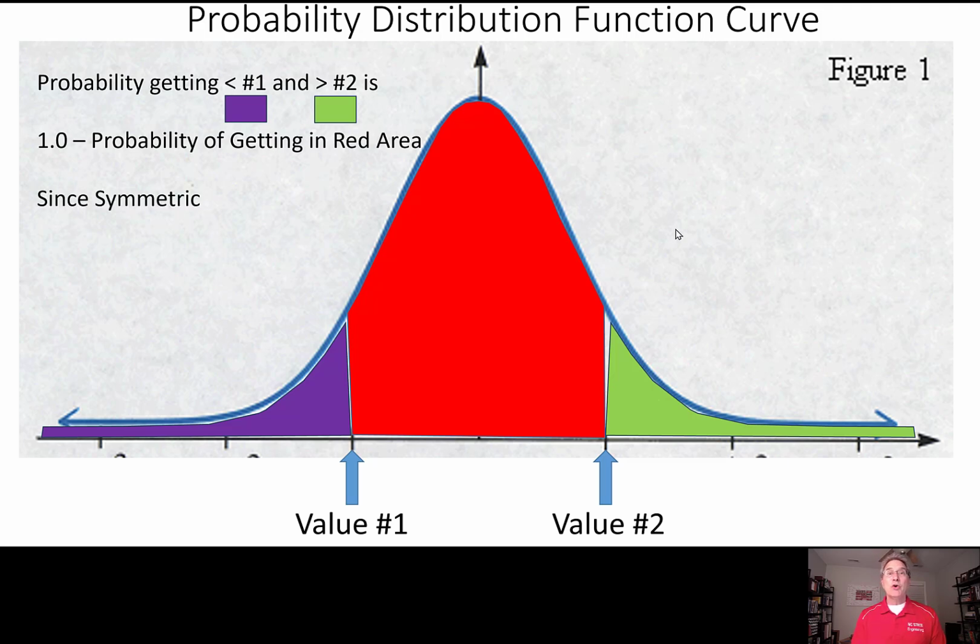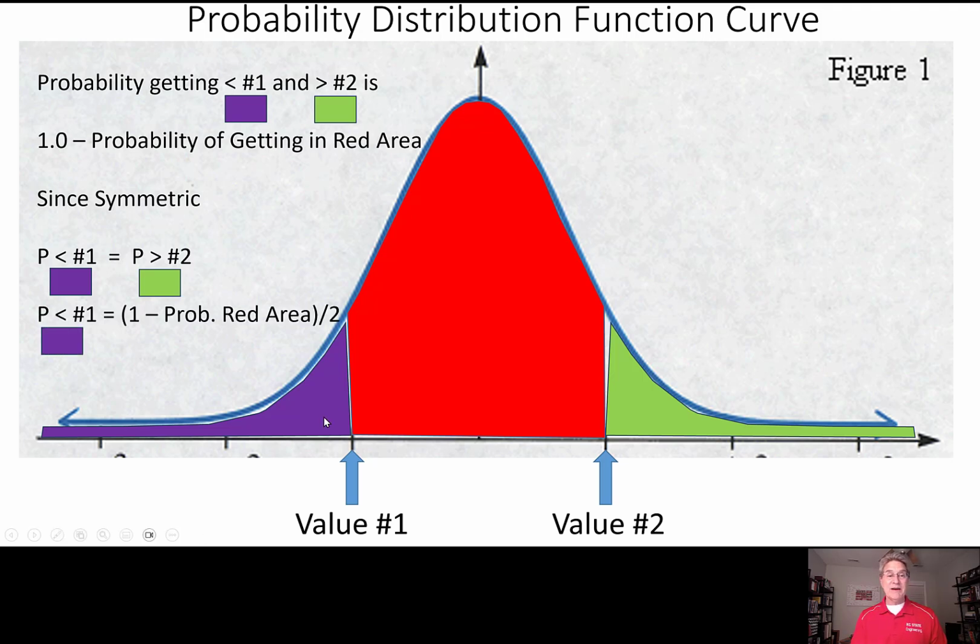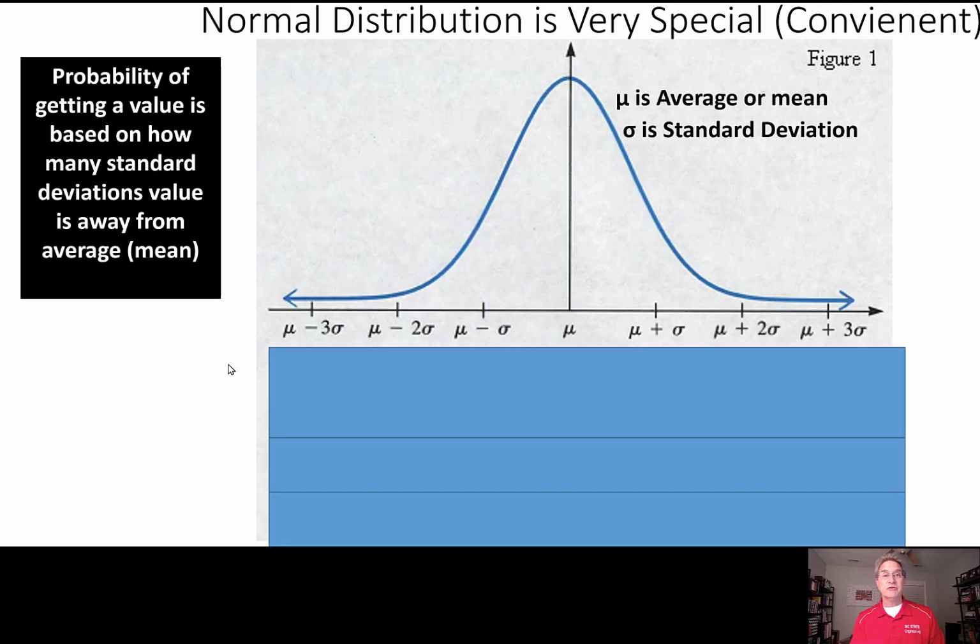And since the normal is symmetric, as long as value number 1 and value number 2 are the same distance away from the mean, then the two equal each other. So if I wanted to know the probability of it being less than value number 1, I could take 1 minus the probability of the red area, that's everything, divide it by 2, and that would be this probability. Okay, just showing you some basic functions because we're going to use that kind of math as we start to work with the normal to get some of the probabilities that we're interested in.